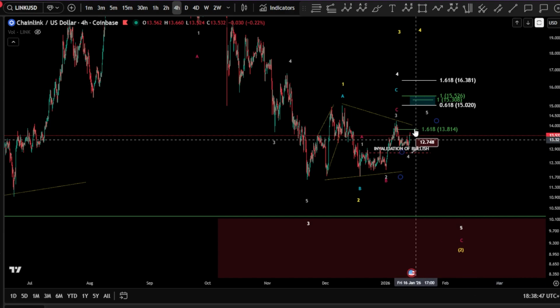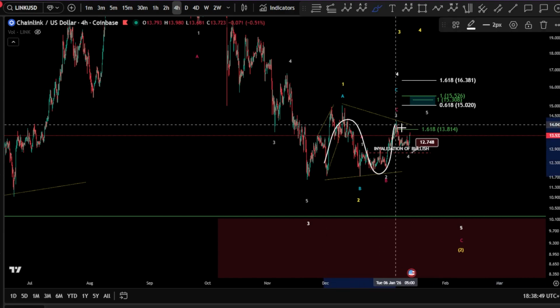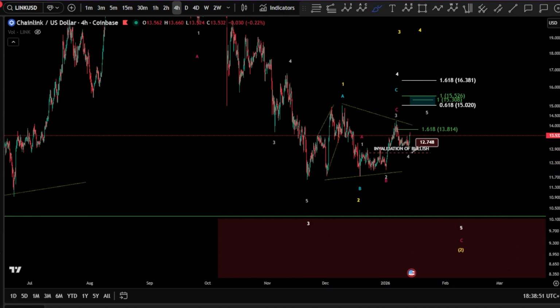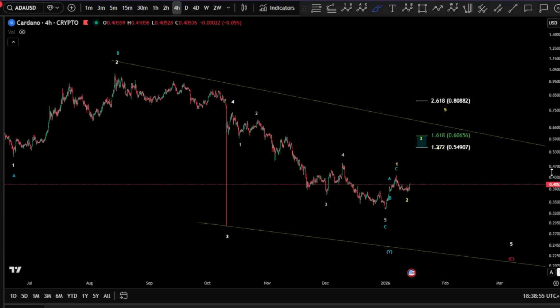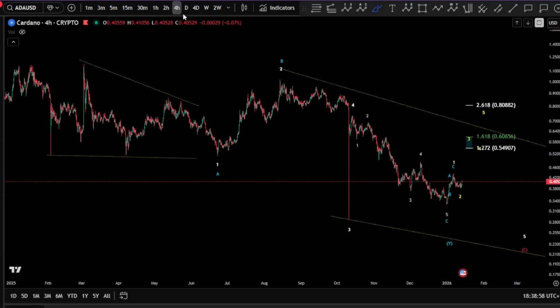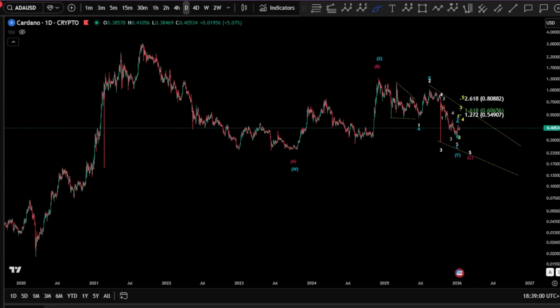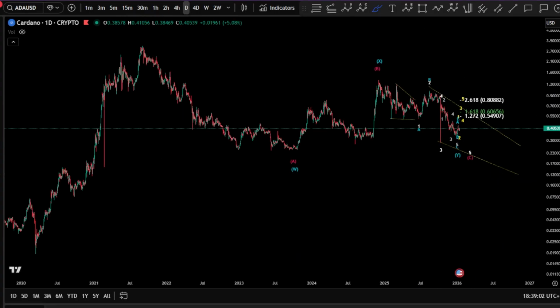So we'll see, guys, but be careful. Something is still very, very corrective over there for Link. So yeah, lower prices can still be unfolding for ADA. For ADA as well, we're looking here at the all-time history.